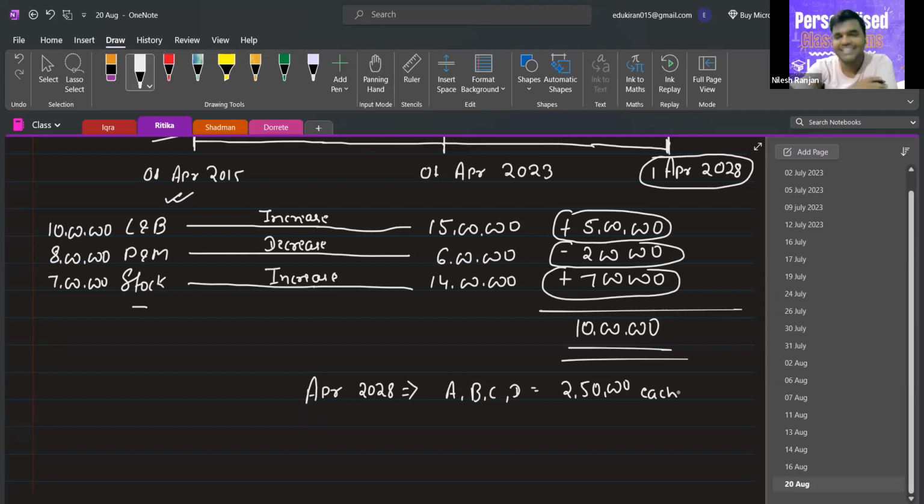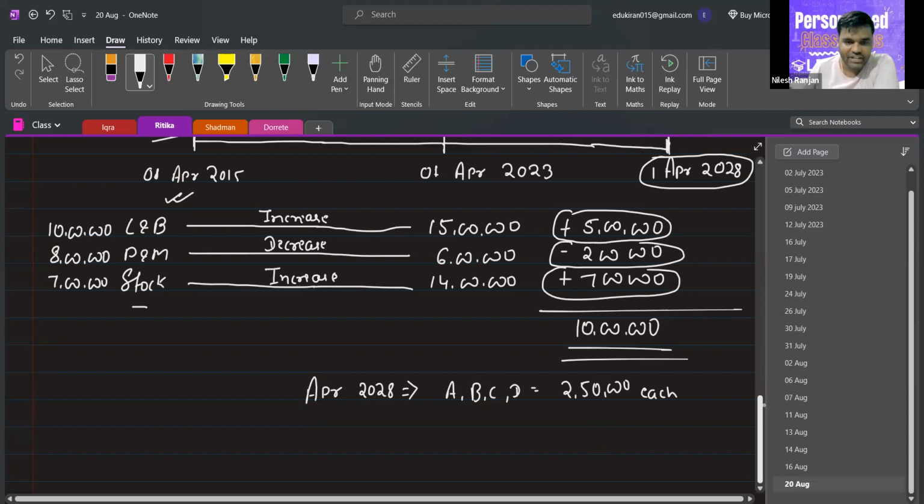Actually, there are two types of situations we have. First, when we distribute the profit on 1st April 2023, and there is no adjustment required in future. The second is when we don't want to distribute the profit here. We will distribute when the firm shuts down. Okay, sir. So at that time, we know that we cannot ignore D. So we have to pay D this much amount, 2,50,000.